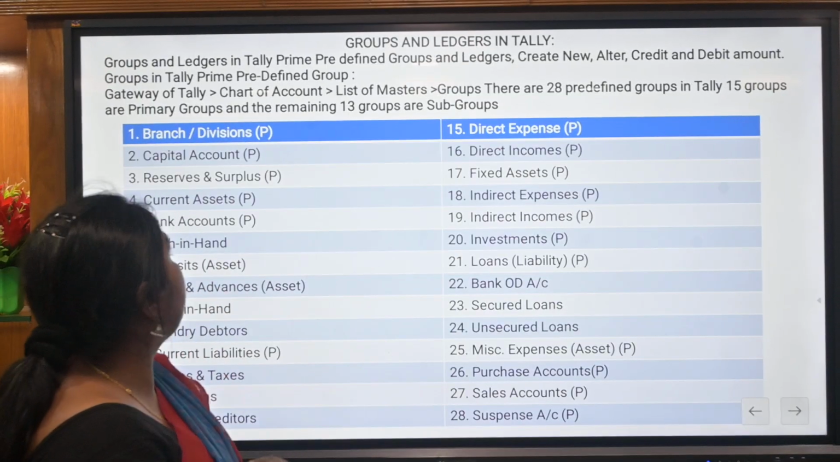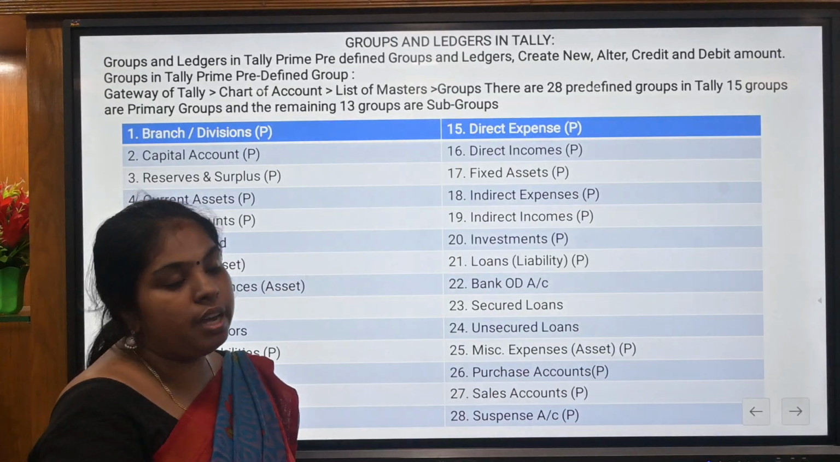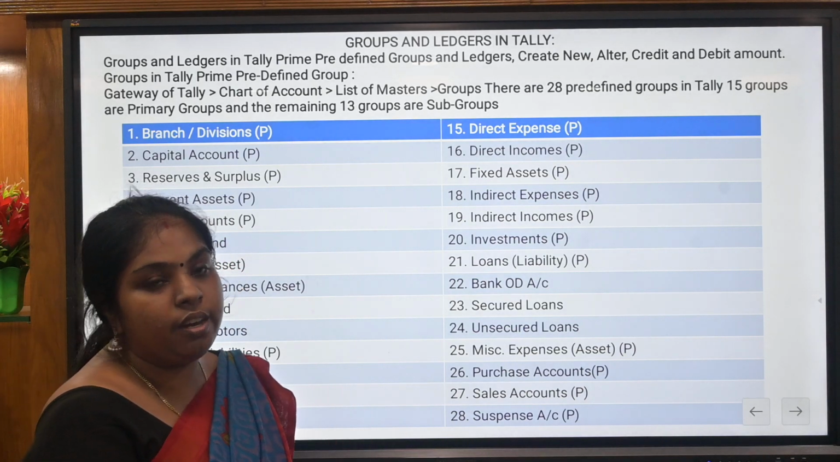So in this, 15 groups are primary groups and 13 groups are subgroups. So totally 28 groups are there.